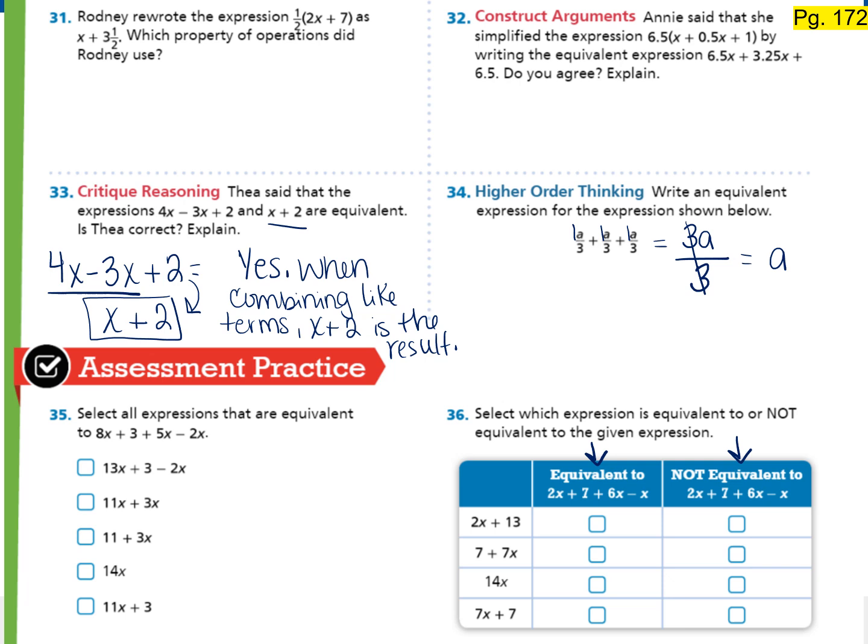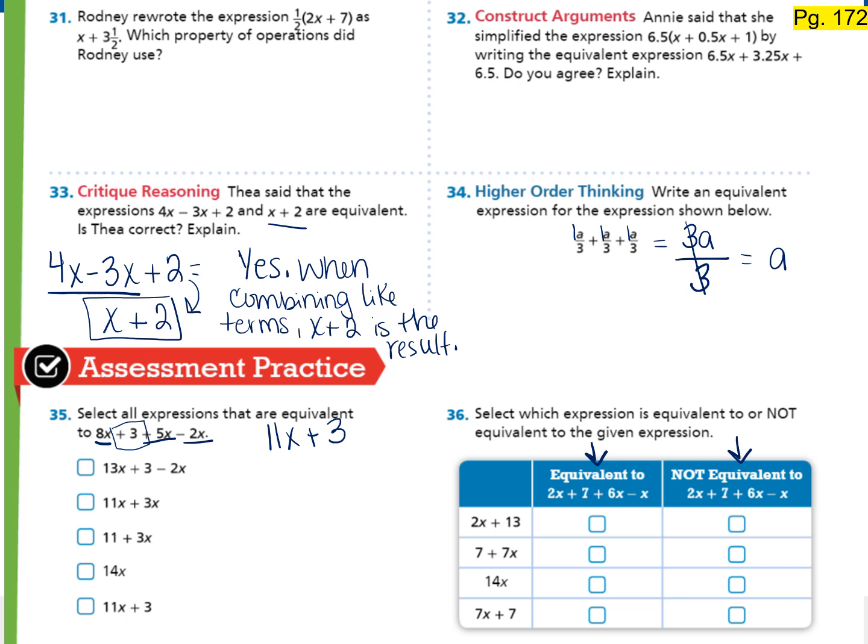Number 35. Select all expressions that are equivalent to 8x plus 3 plus 5x minus 2x. So let's underline our like terms. And from left to right, let's solve it. So 8x plus 5x would make 13x. 13x minus 2x would make 11x. And then you have your plus 3 on its own. This is what you're looking for, okay?